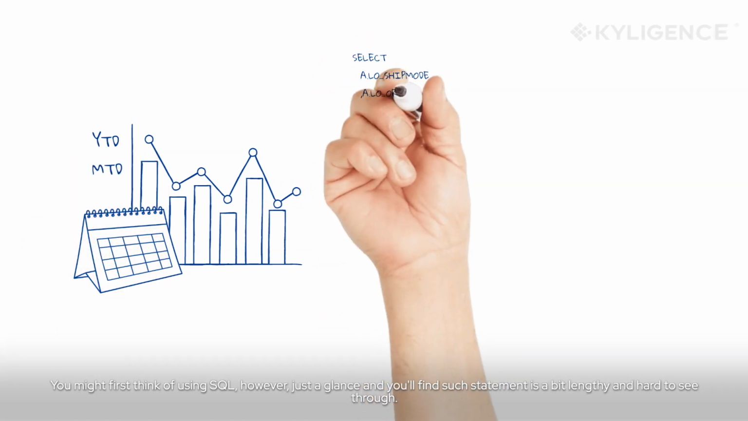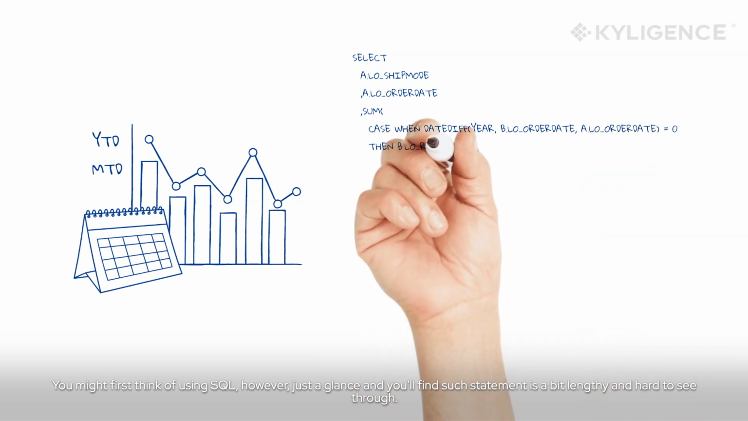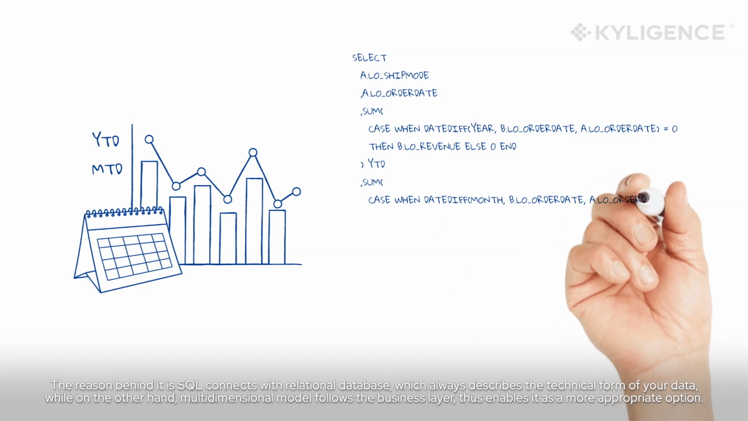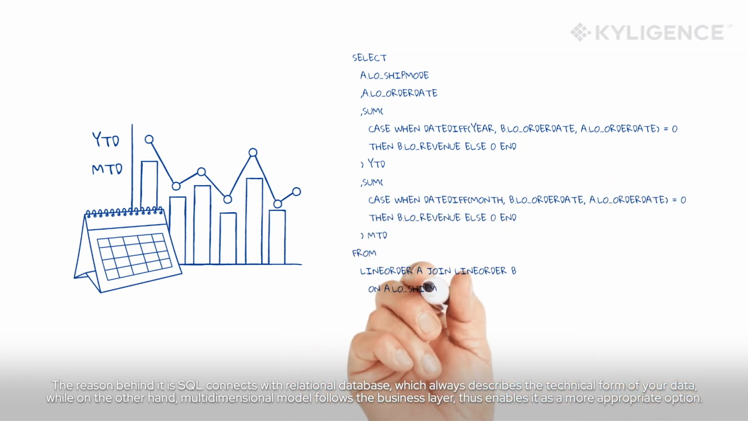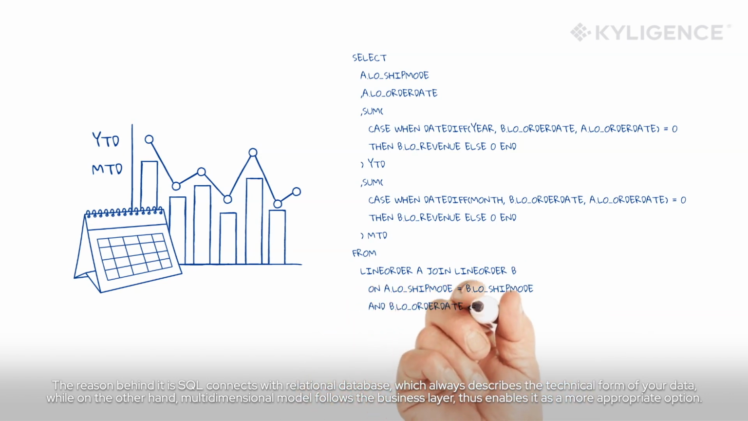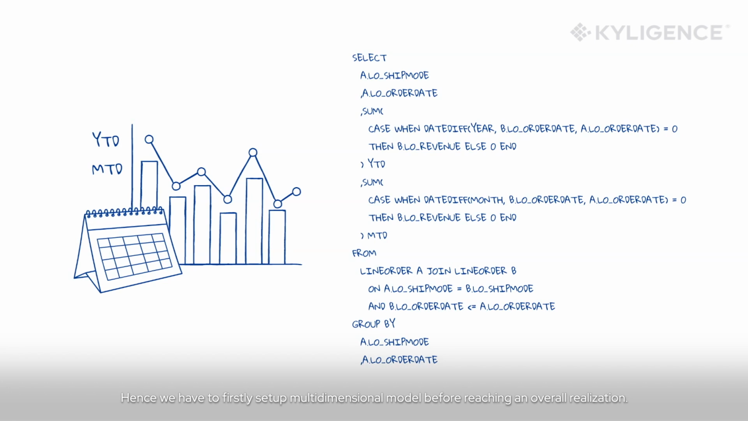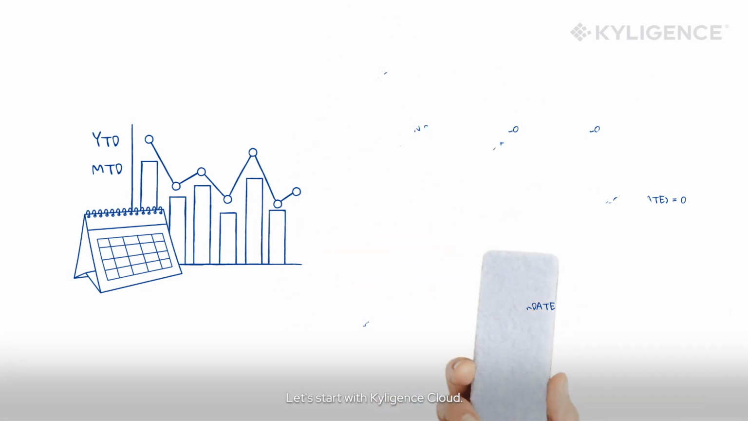You might first think of using SQL, however, just a glance and you'll find such a statement is a bit lengthy and hard to see through. The reason behind it is SQL connects with a relational database, which always describes the technical form of your data, while on the other hand, a multidimensional model follows the business layer, thus making it a more appropriate option. Hence we have to first set up a multidimensional model before reaching an overall realization. Let's start with Kyligence Cloud.